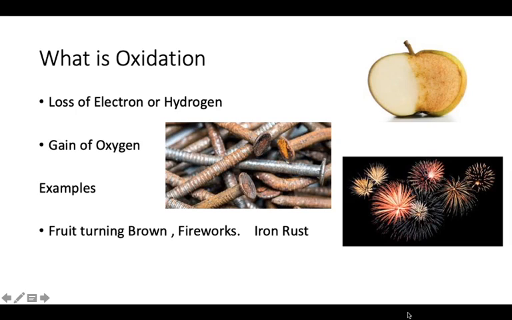Today we are going to discuss what is oxidation and, in contrast to it, what is reduction. So, oxidation and a few examples of oxidation. Oxidation literally means that the loss of electrons or hydrogen leads to oxidation. Gain of oxygen, as the name indicates, is also an example of oxidation.